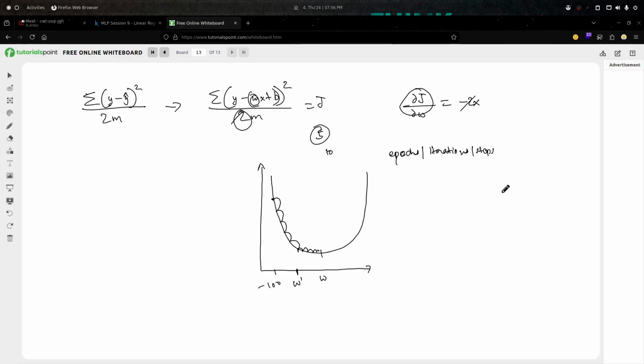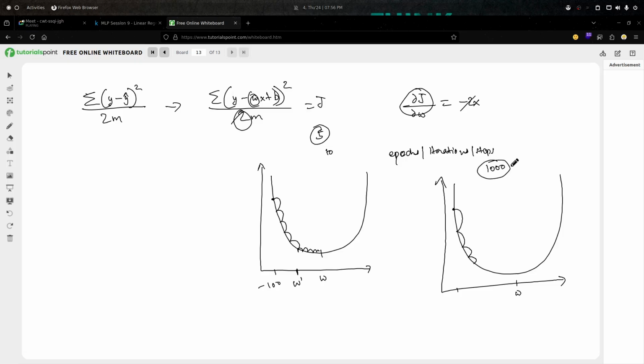And there comes one more thing, which is the problem of convergence. What is that? Let's say this is the graph. As I told you, the higher the value on the y-axis, the higher the slope will be, right? So the steps will be bigger at the start, and it will decrease as we go down and down. Let's suppose we set epochs, the number of iterations, as 1,000, so it will take 1,000 steps.